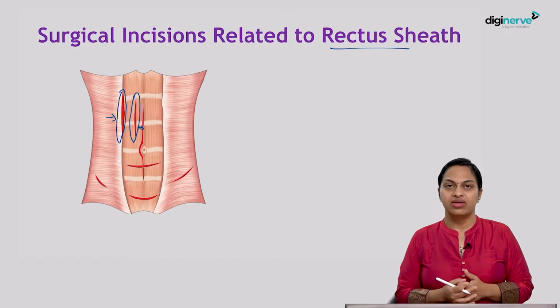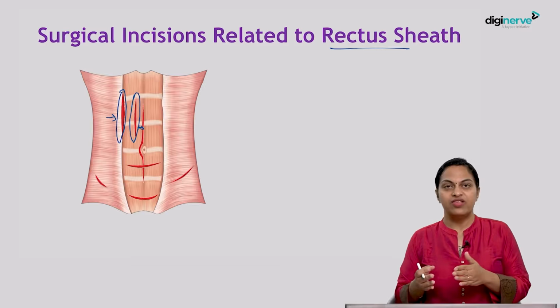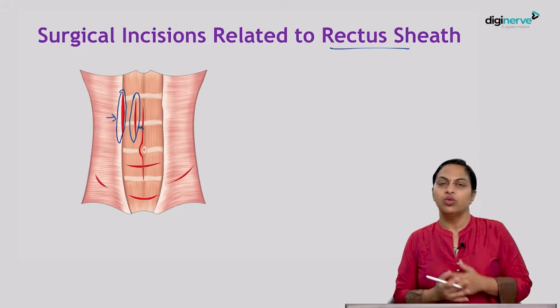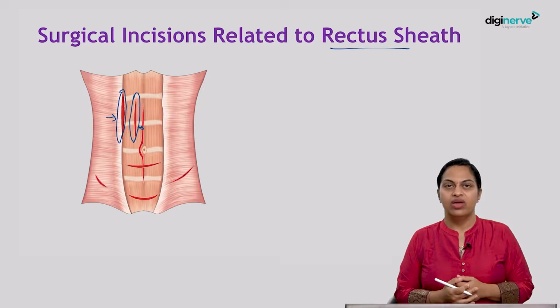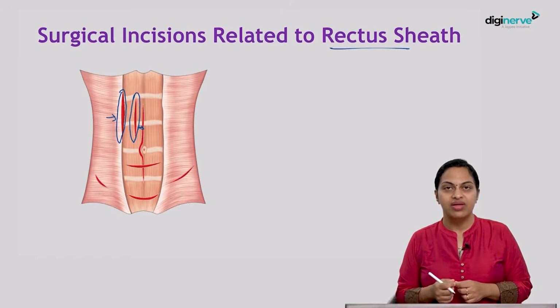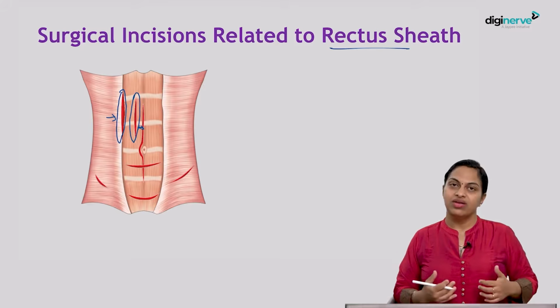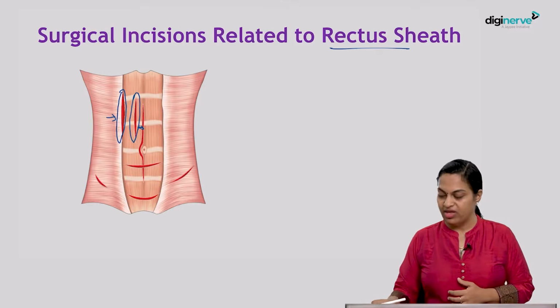The pararectal incision is placed on the lateral aspect of the rectus sheath, just inner to the linea semilunaris. Care should be taken while retracting the rectus abdominis. It should be retracted laterally to preserve the nerves. If it is retracted medially, then the nerves can be damaged.